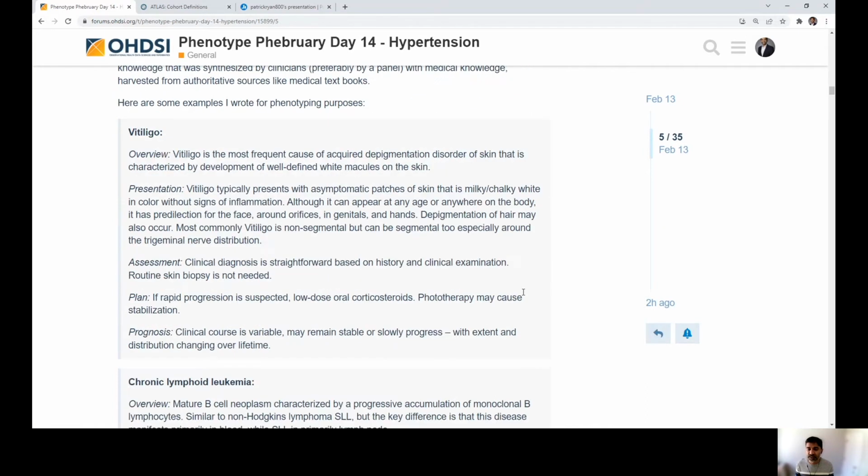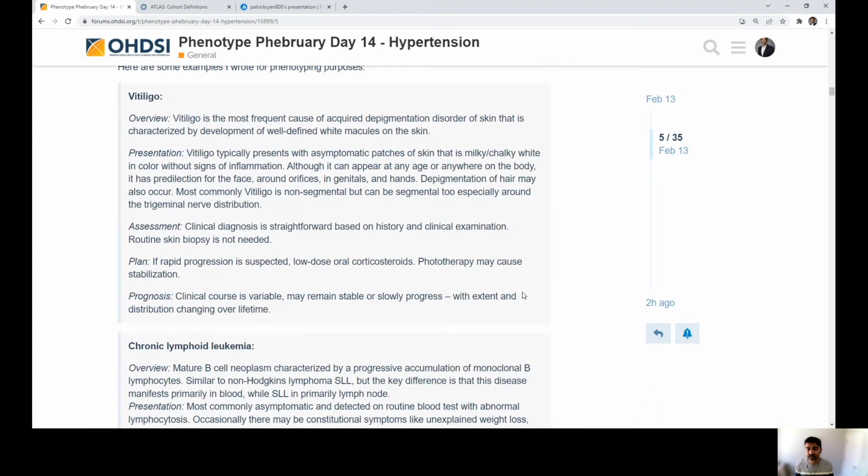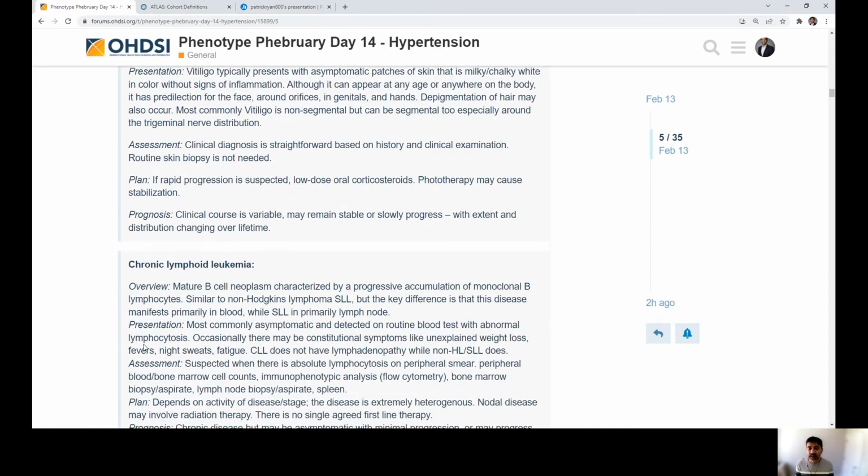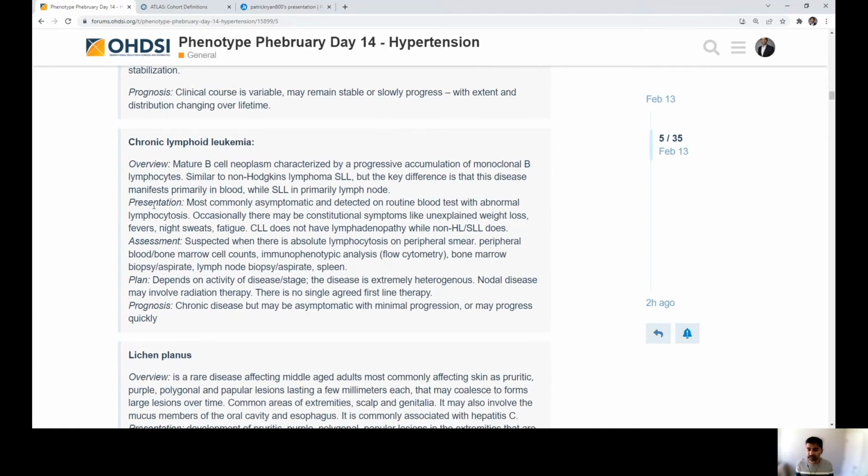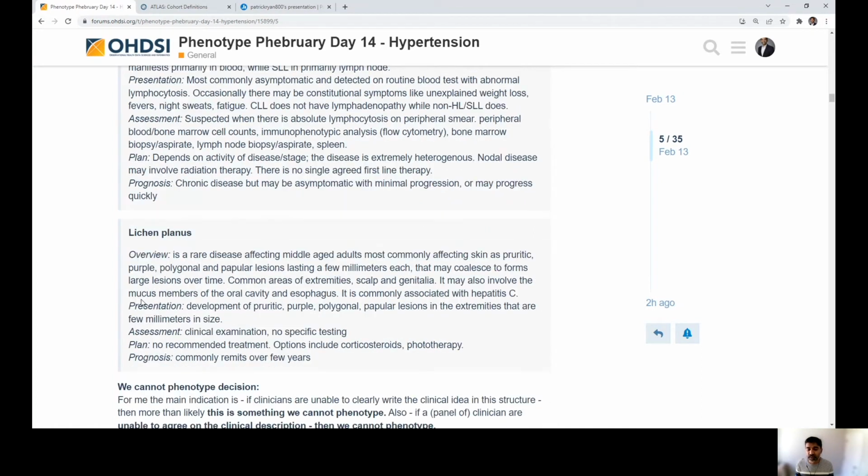Here are some examples from past work. The structure for vitiligo involves an overview, presentation, assessment, plan, and prognosis. Same with CLL: overview, presentation, assessment, plan, and prognosis.